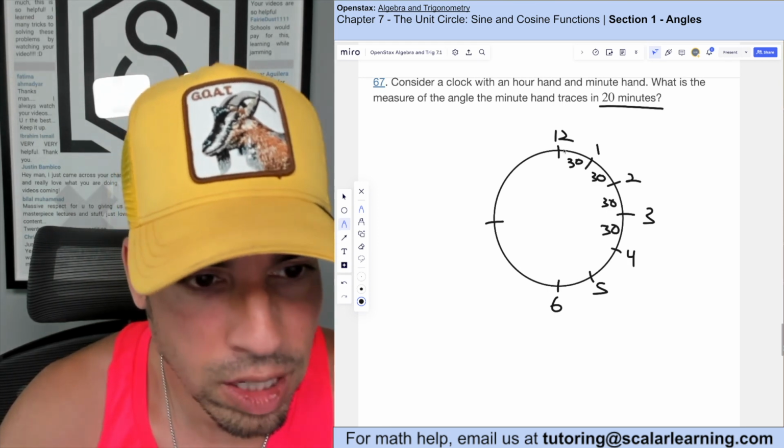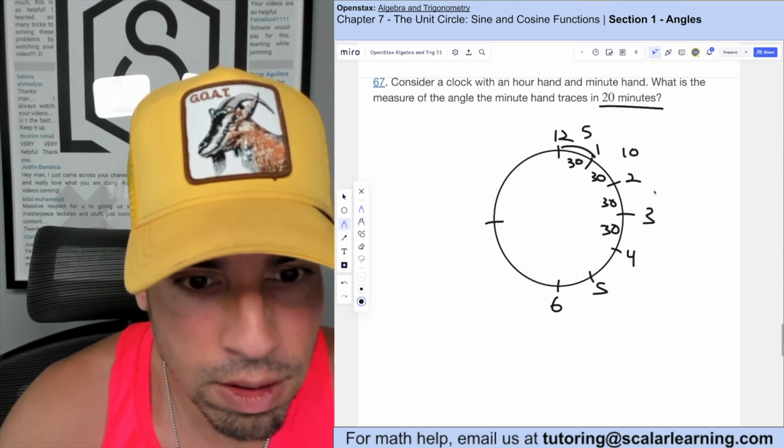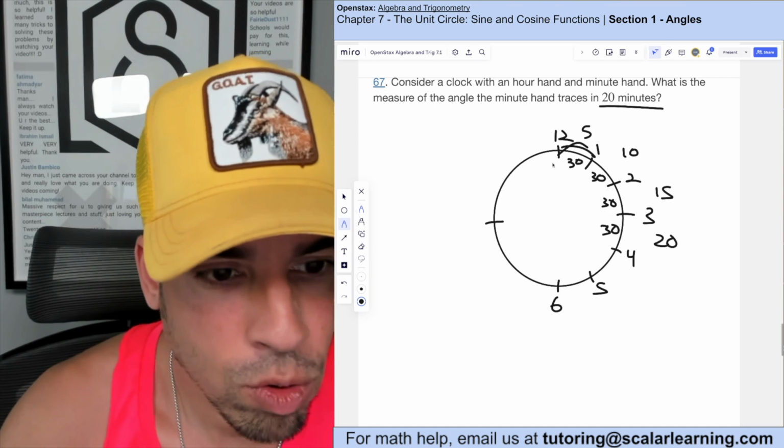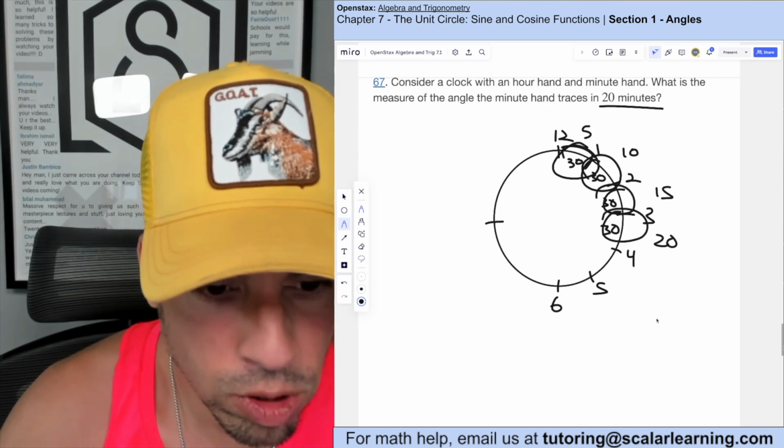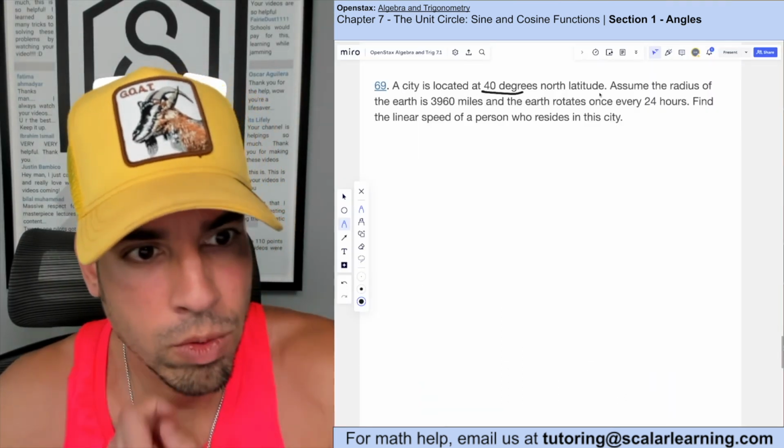And also, since each one of these little paths is 5 minutes, right? 5, 10, 15, 20, that's going 4 of these lengths, which is 4 times 30, which is 120 degrees. Boom, done.